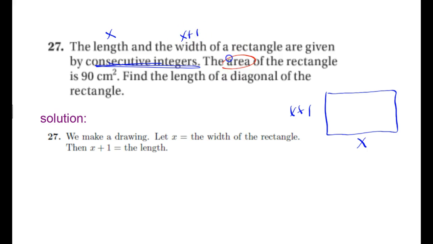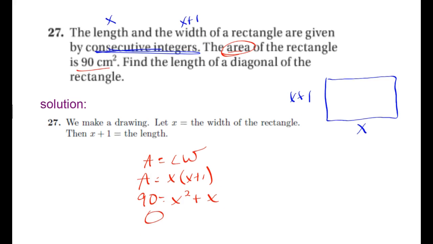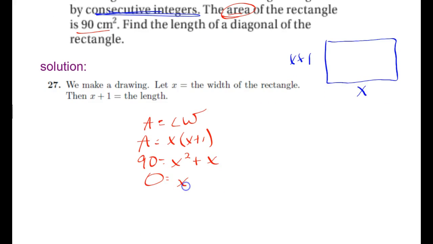But they do tell me that the area of the rectangle, so I know that area is length times width, or in this case, the area is x times x plus 1. And they tell me that the area is 90, so I'll fill that in. 90 is equal to x squared plus x. I can set this equal to 0 and actually start solving for an x value. X squared plus x minus 90, and I'm going to look for factors of 90 that differ by 1.